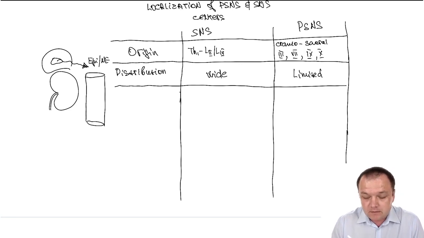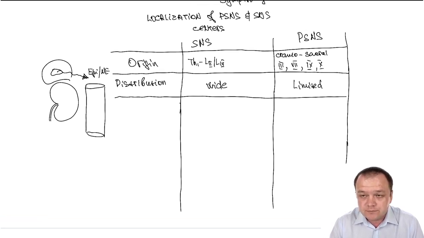For parasympathetic nervous system, distribution is limited. Why is it limited? Because it is limited to nerve terminals related to parasympathetic nervous system, limited to the nerves.